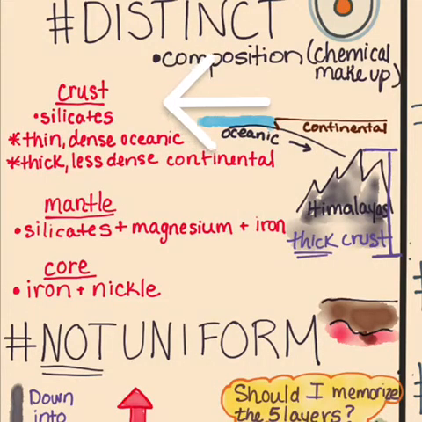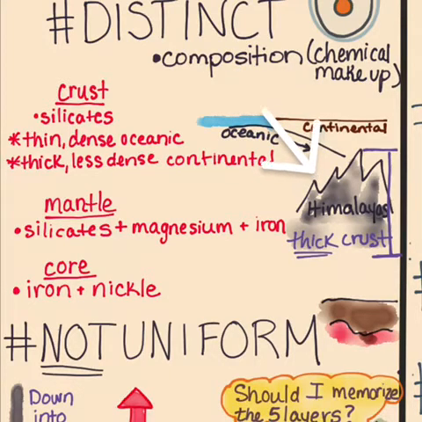The crust of the planet is made up of different materials, and silicates are one of them. We have thin, dense oceanic crust, and we have thicker, less dense continental crust. You can see in the picture the oceanic crust subducting, or moving underneath the continental crust, because as they converge or move together, the thinner, more dense oceanic crust will slide underneath the continental crust. And here's something to think about.